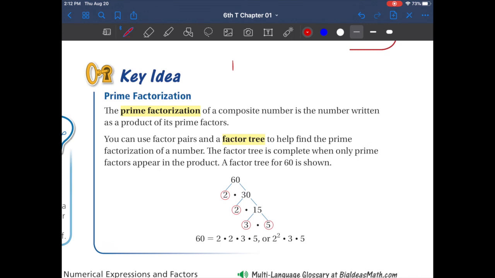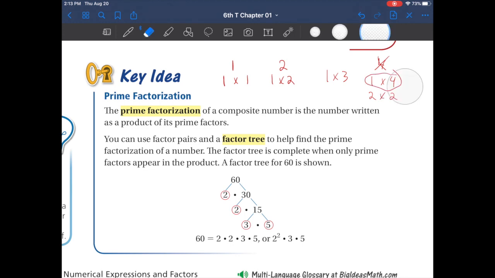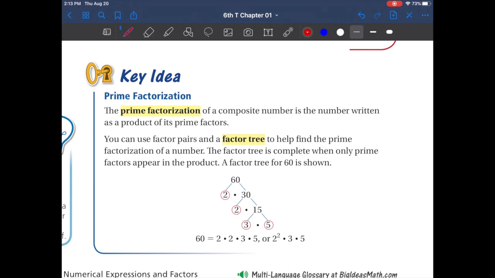For example, 1 is a prime number, right? 1 times 1. Is 2 a prime number? Yes, 2. So 1 times 2 is still going to get us 2. Is 3 a prime number? Yes. Only 1 times 3. 4 is not a prime number, right? Because it could be 1 times 4, and it could also be 2 times 2, right? A prime number only has one multiplication problem that's going to get us to that number.